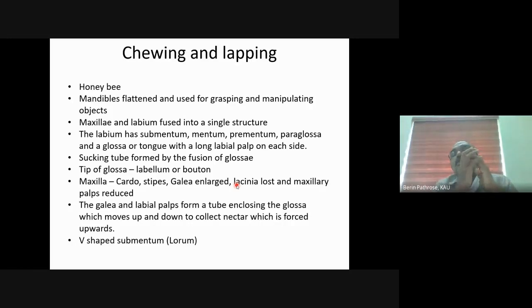Here the mandibles are smooth, the tip is smooth or flattened. And the purpose is to manipulate objects. The use of mandibles in honeybees is to manipulate the wax to construct its honeycomb.